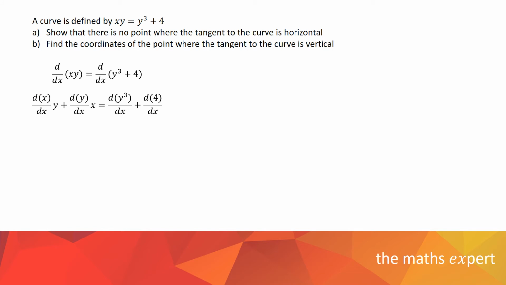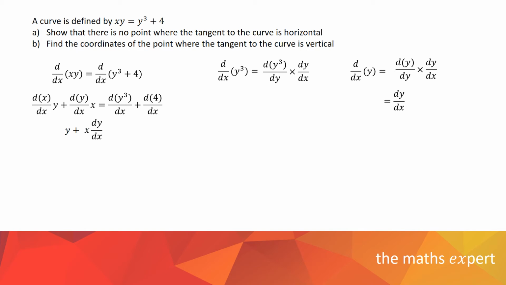The differential of x times y plus the differential of y times x. And on the right-hand side, I have the differential of y cubed plus the differential of 4, which I know is 0. I will again form the chain rule for differentiating y with respect to x. This gives me dy by dx, and I will form the chain rule for differentiating y cubed. This gives me 3y squared dy by dx. So I now can fill in my missing parts.